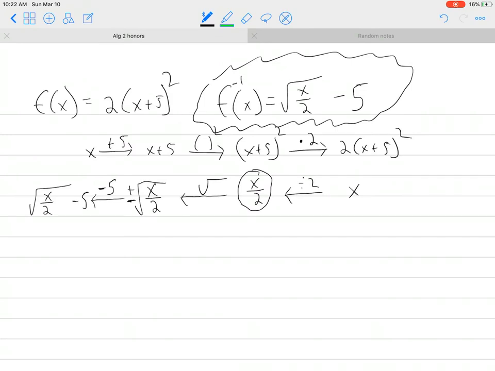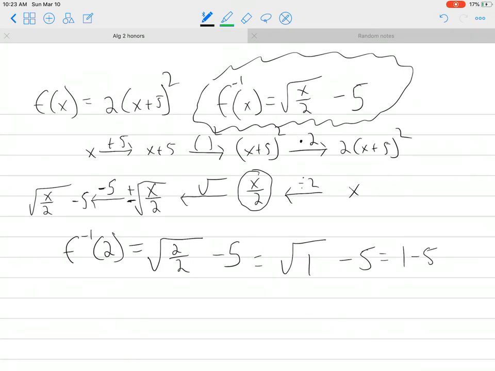And I'm going to start by actually putting 2 into the inverse. So I'm going to go f inverse of x, and I'm going to use 2 for my input. So I end up with the square root of 2 over 2 minus 5, which gives me the square root of 1 minus 5. The square root of 1 is 1, which gives me 1 minus 5, which equals negative 4. Negative 4 is what I'm going to put into f of x. So I get f of negative 4.